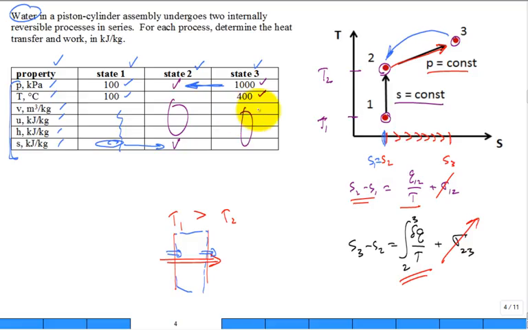Now, once you have all the properties, you want to be able to determine the heat transfer and the work transfer for the process. So what is the W 1 to 2 and the Q 1 to 2 for process 1 to 2? Can you kind of tell what that would be? I'm not giving you the numbers, but the method. How would I get what I'm asked to solve for, the heat transfer and the work transfer from 1 to 2?